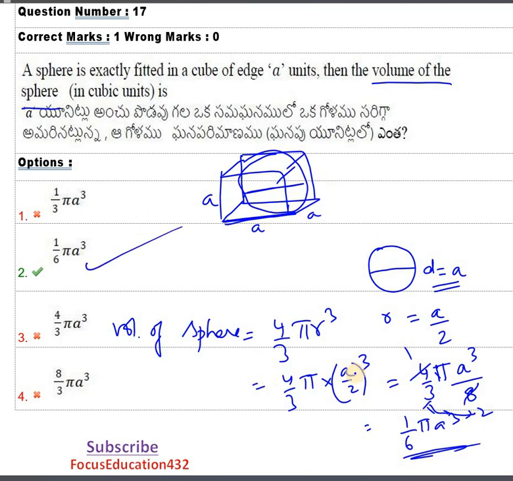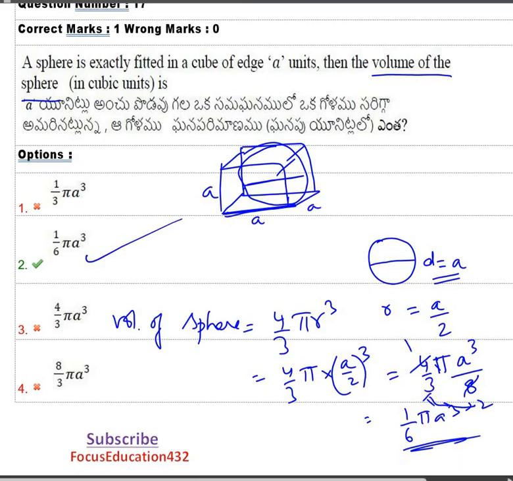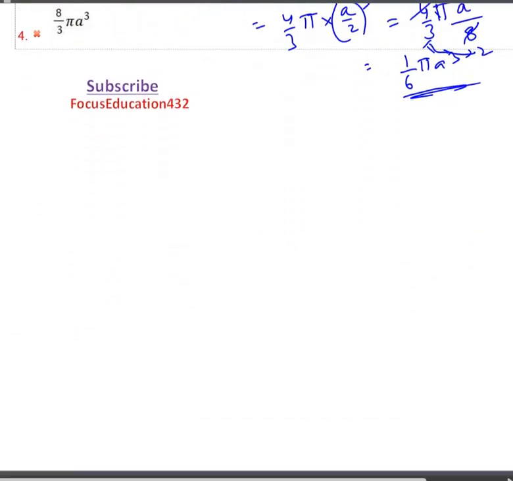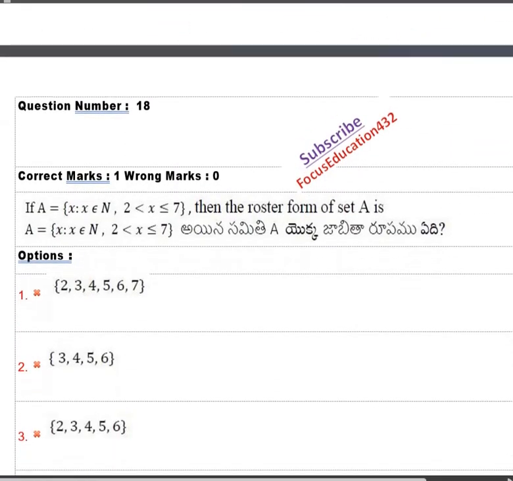Volume of the sphere formula is 4 by 3 pi r cube. Remember also the volume of the cylinder, surface areas, CSA and other things. All the questions here are very basic questions.